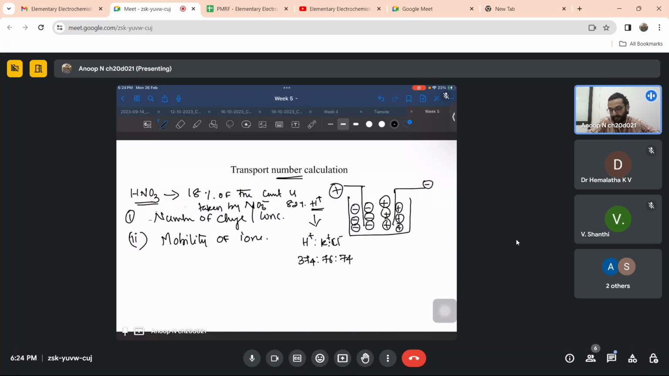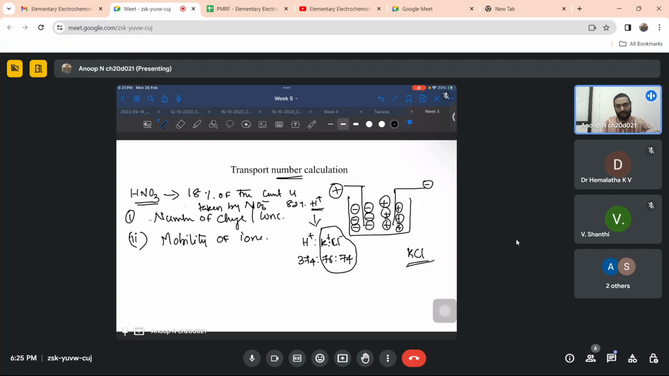Similarly, we have seen another example, copper sulfate solution. 38 percent of the current is taken by copper, whereas 62 percent is taken by SO4 2 minus. So as you can understand, there is a relationship between ionic mobility and the transport number. Transport number is a measure of the fraction of the total current applied that is taken by the anion and by the cation. Sometimes it can be around 50-50. This is the reason why we use KCl in salt bridges, because here also you can see its ionic mobilities are in close proximity.